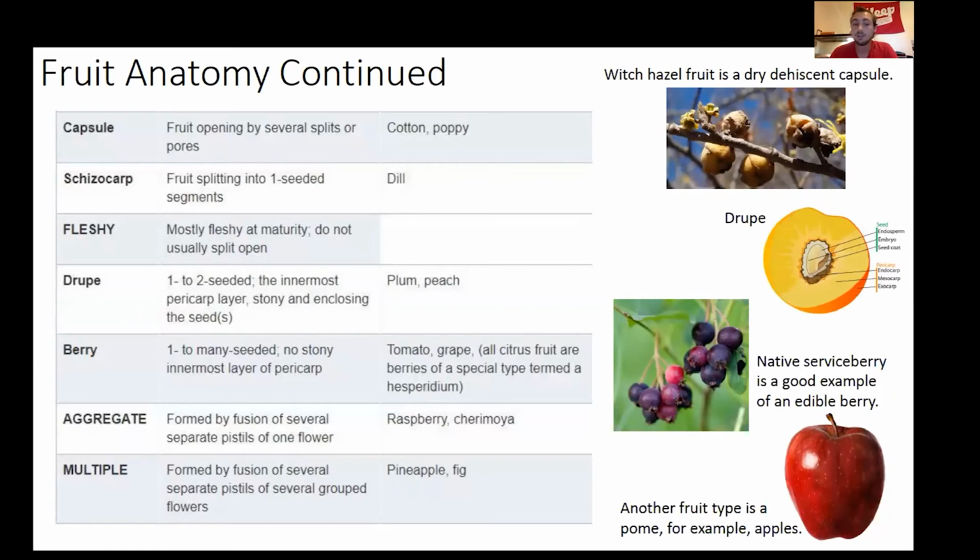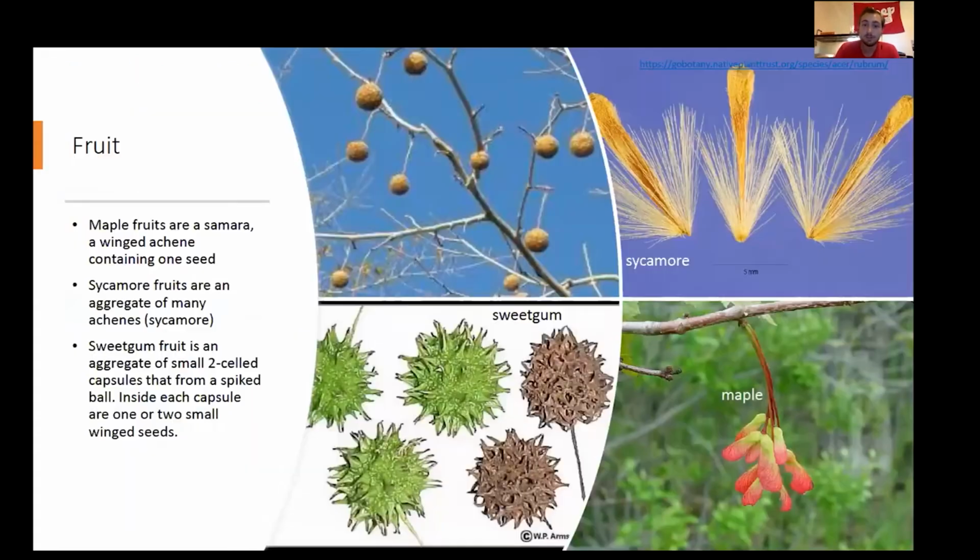Our sweetgums are a little bit different. They are capsules, so it's also an aggregate. It's an aggregate of small two-celled capsules that form a spiked ball. Inside each capsule are one or two winged seeds. And I keep saying winged. It is because all of the seeds for all these species mentioned here are wind dispersed.